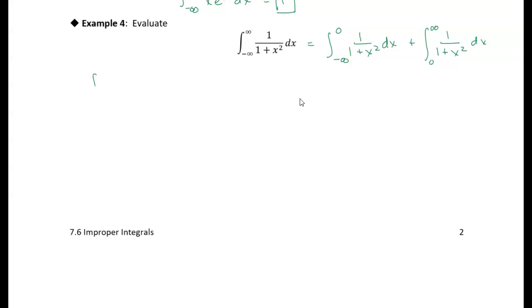Let's take the integral from t to 0, because since negative infinity is my lower bound, I'm just going to integrate from t to 0, 1 over 1 plus x squared dx. Now you might recognize that. This is one you should be able to do just by recognition: it's the arctangent of x, and we're going to evaluate it from t to 0.